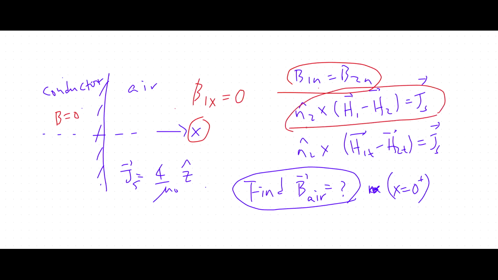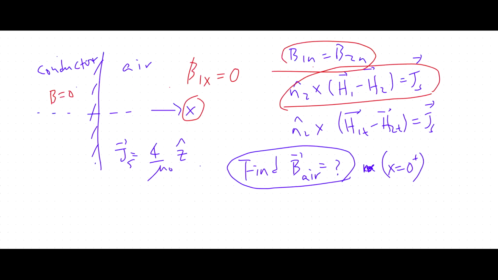What does that mean? Well, if I'm going to call my air medium number 1, my conductor medium number 2, then what is my N2? Going from 2 to 1, so that would be my X hat, right? Are we okay? So N2 is my X hat. And then my JS, the current, is given in the Z hat.